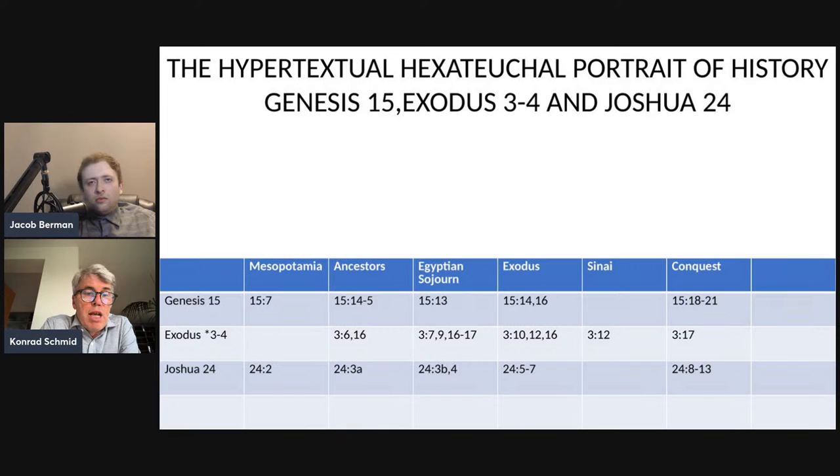But there are also parts of the book of Joshua which are quite late, particularly chapters 13 to 21 that presuppose the priestly code, or Joshua 24, which is a very late text that clearly reflects the combination of Genesis and Exodus.